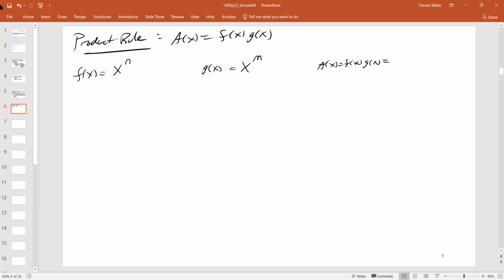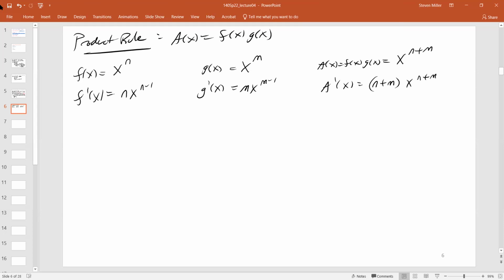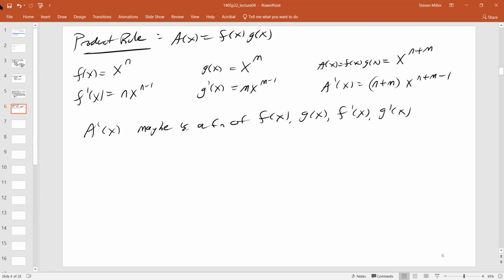So what would f of x times g of x be? That'd be x to the n plus m. Well, we know f prime of x is n x to the n minus 1. We know g prime of x is m x to the m minus 1. And we know a prime of x is n plus m times x to the n plus m minus 1. And so it seems to reason a prime of x maybe is a function of f of x, g of x, f prime of x, g prime of x. You know, a is made up of f times g, so maybe the derivative of a should be made up of the functions and their derivatives.